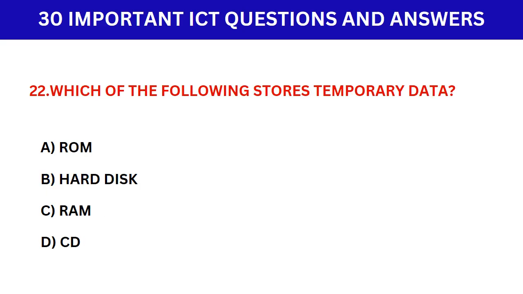Question number 22. Which of the following stores temporary data? Option A, ROM. Option B, hard disk. Option C, RAM. Option D, CD. The right answer is option C, RAM. RAM stores temporary data while the computer is running.